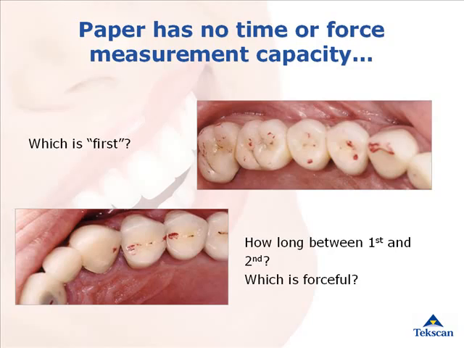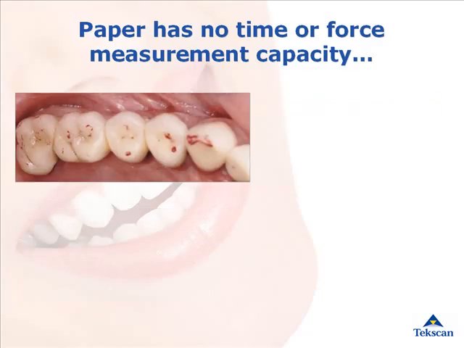By simply looking at articulating paper marks, how do you know which contact hit first? What hit second? What was the time differential between first and second points of contact? Which is more forceful? Is the light scratchy mark an area of low force or high force? The T-Scan provides quantifiable data to add meaning to the paper marks.